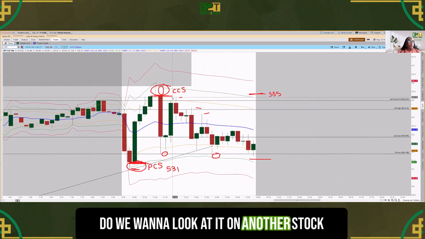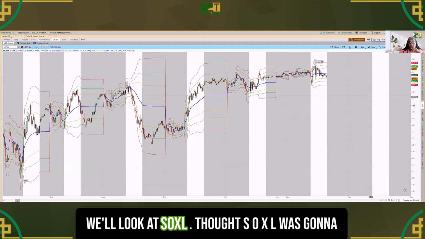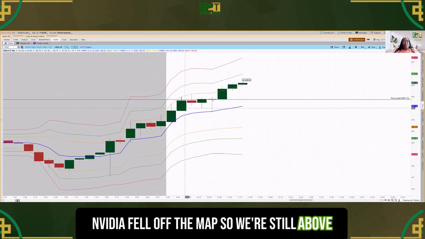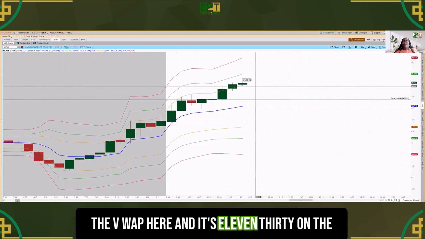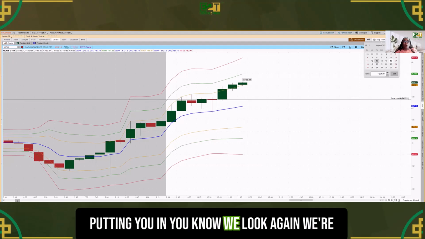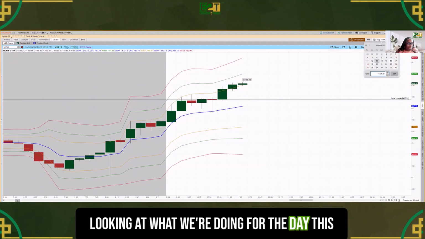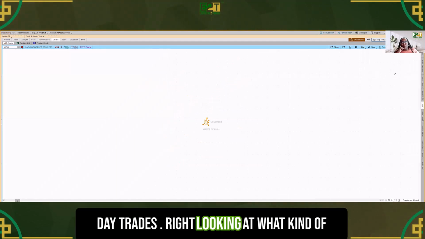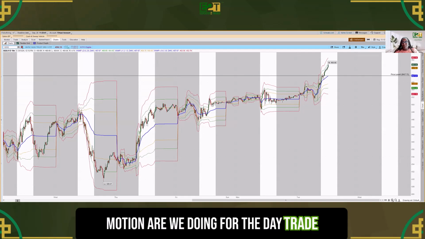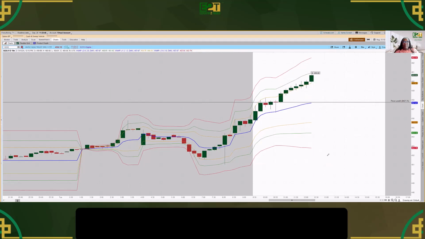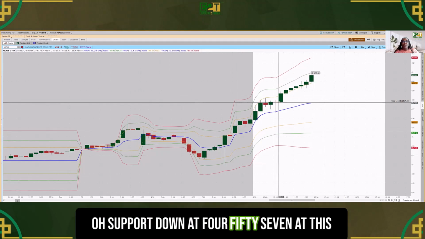Do we want to look at it on another stock? We'll look at SOXL. I thought SOXL was going to have a move up yesterday, but shoot, NVIDIA fell off the map. So we're still above the VWAP here, and it's 11:30 on the time. This is considering day trades, looking at what kind of motion we're doing for a day trade. Still above the VWAP. Support down at 457 at this point.